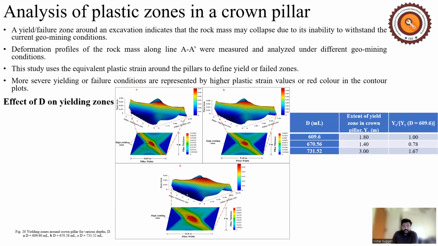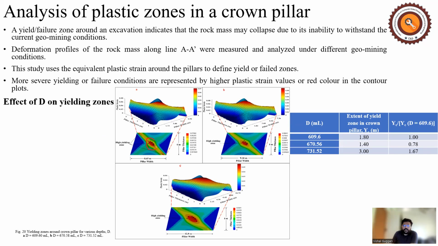Now coming to the analysis of the plastic zones, a plastic zone indicates that particular area where there is a high plastic intensity or plastic deformation. So it indicates that that particular area has a safety factor which is less than one. Less than one means it is a failure zone. Directly it is showing the failure zones of the rock mass or crown pillar. So as you can see, the effect of D on the yielding zones.